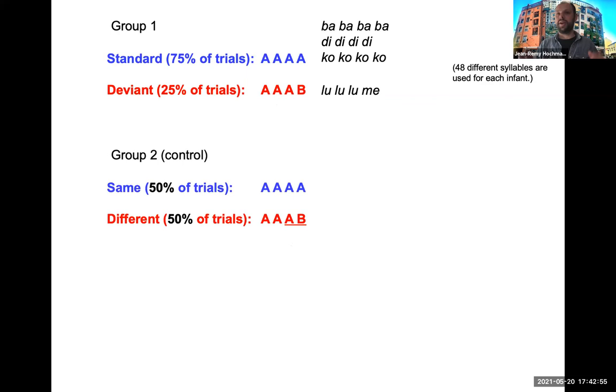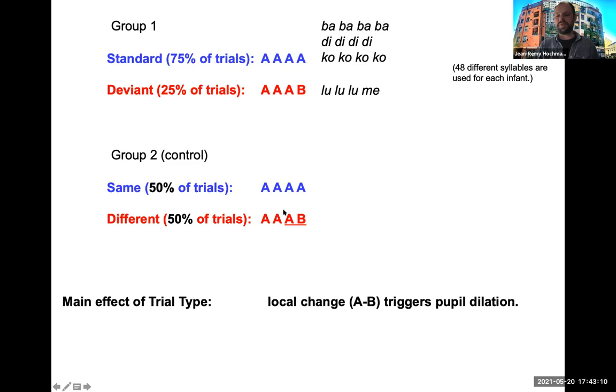So this pupil dilation might not be related to really representing the structure of four same syllables. This is why we have a second group, a control group, where now 50% of trials respect the AAA rule and 50% of trials respect the AAAB rule. The idea is that the effect of this local change should be the same, by definition, in both groups, okay?